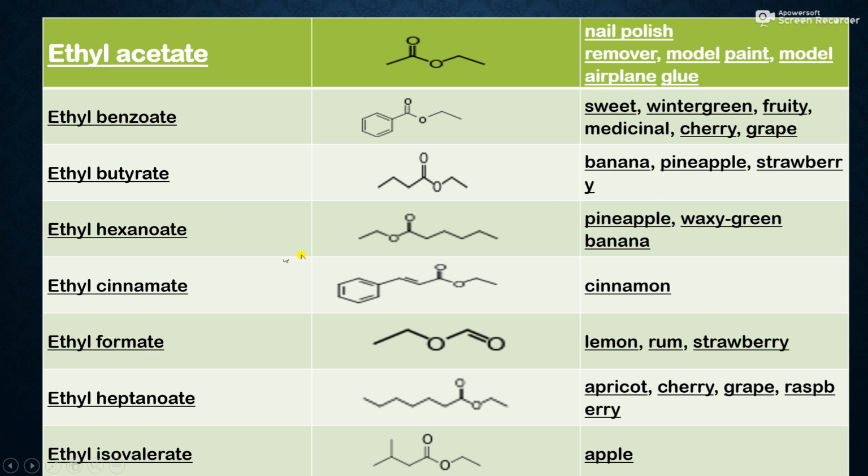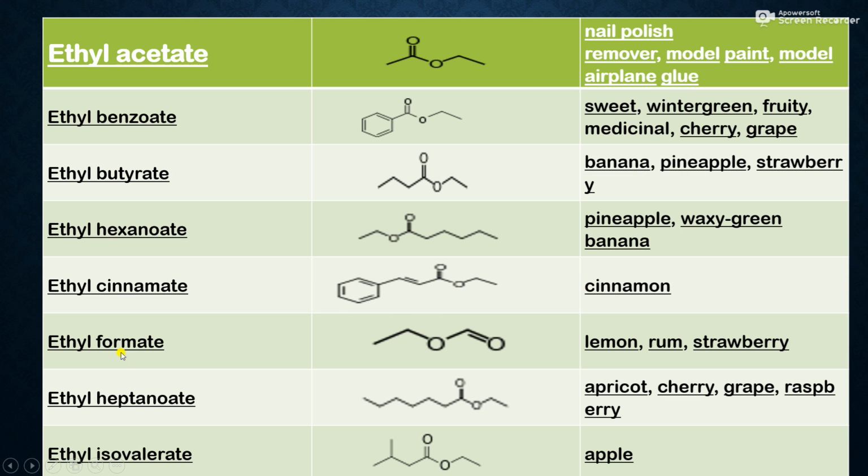So ethyl hexanoate. Again, this is ethyl hexanoate. So hexanoic acid and ethyl group. It is found in pineapple, waxy green banana, etc. Then this is ethyl cinnamate. So this is cinnamic acid, and this part is ethyl. Therefore, as the name suggests, ethyl cinnamate is found in cinnamon.